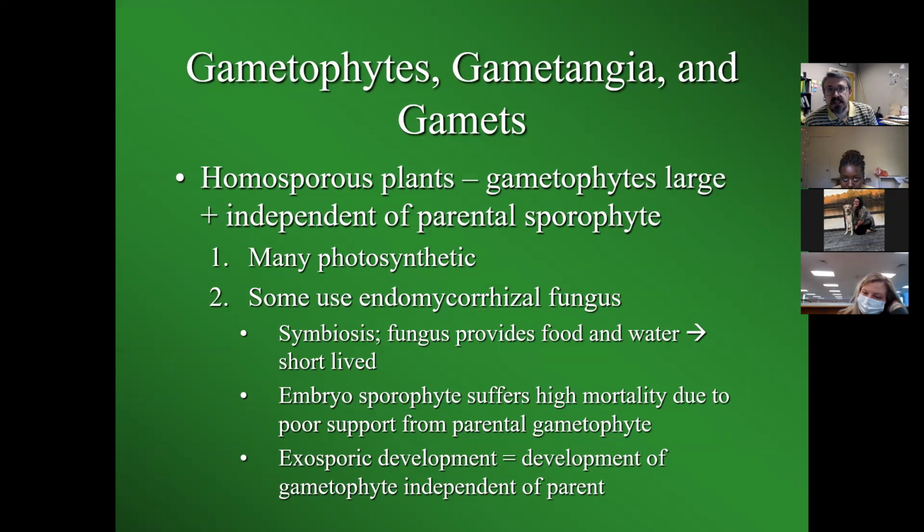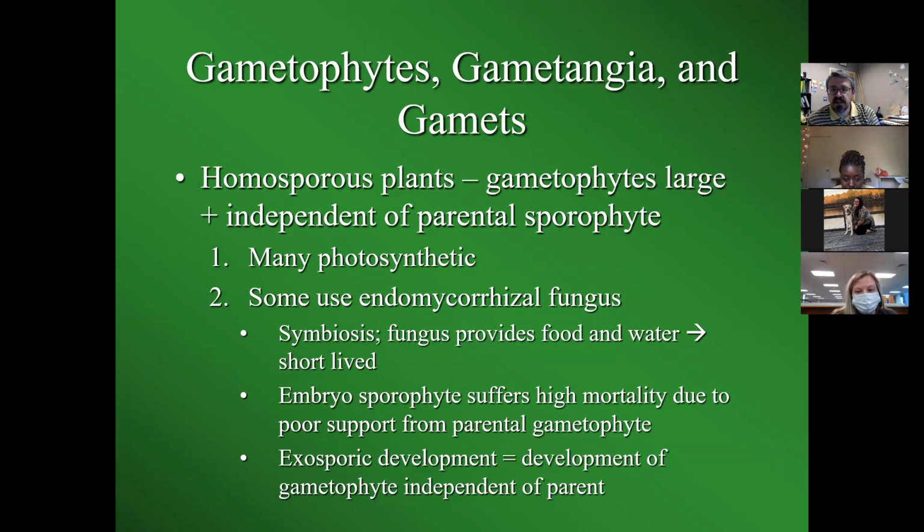Okay, homosporous plants, those that make one type of spore, the gametophytes are large, okay? Even though they're not the dominant part of the life cycle, the gametophyte will still be large, and it will be independent of the parental sporophyte. So remember back in the mosses where you've got your gametophyte, the green leafy part, and then you've got that capsule looking thing that the sporophyte produced off of it? They're attached. Here, they're going to be separate from one another.